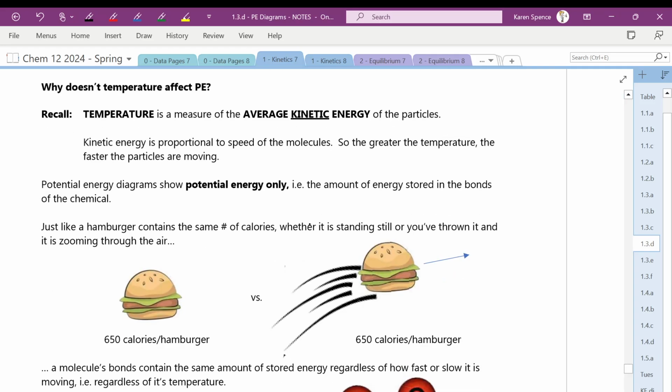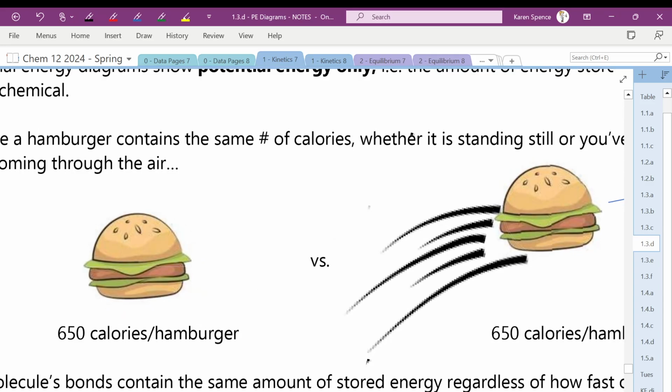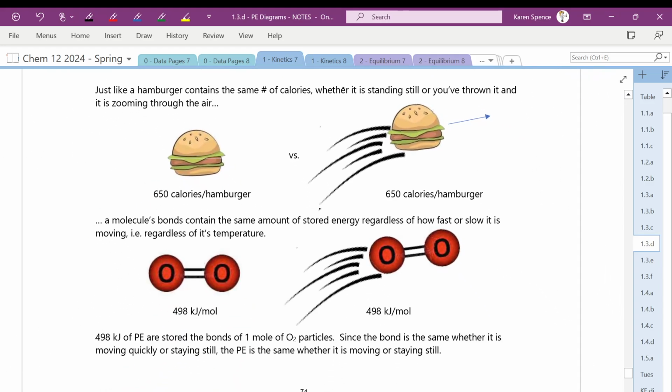Temperature, I don't know why, I liked this analogy. A hamburger contains a certain amount of potential energy, yes? And it contains that energy if it's sitting nicely on the desk. It contains 650 calories. Does that change if I throw the hamburger across the room? No, only the kinetic energy changes, and that changes because I'm transferring energy from my arm to the hamburger, okay? It's not like that energy came out of nowhere, it came from my arm, okay? I just like that anyway.